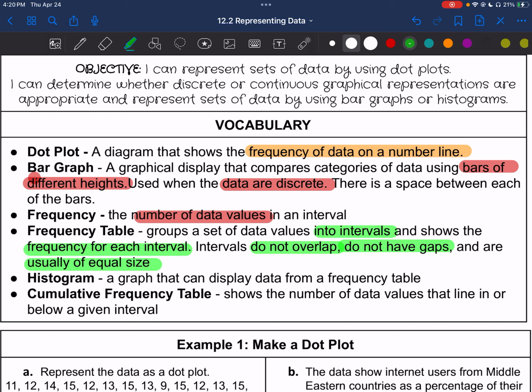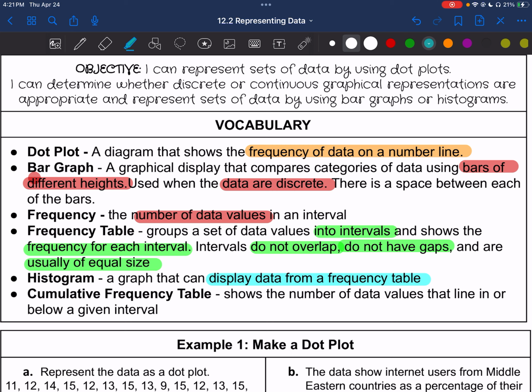A histogram is a graph that can display data from a frequency table. It's going to look like a bar graph, but it's actually slightly different because since it is a range of values, it is going to butt up against it. So your bars are going to be against each other. There's no gaps in between them unless there's an interval that doesn't have any data to represent.